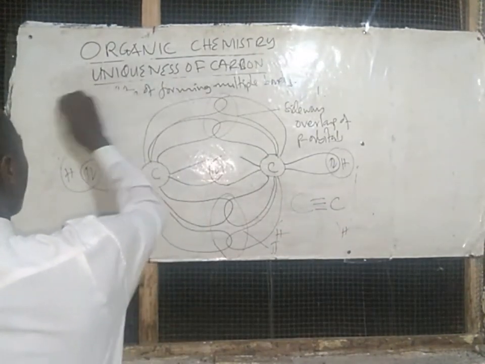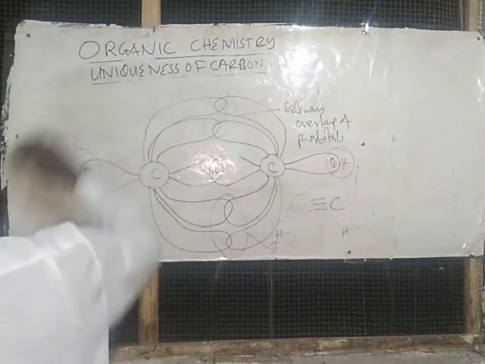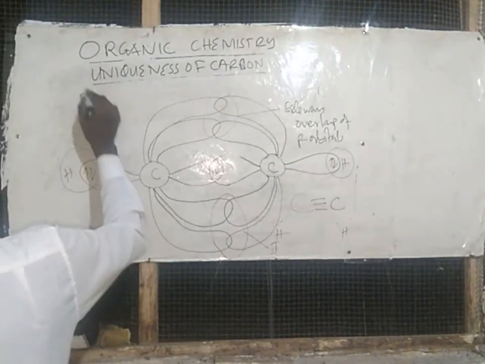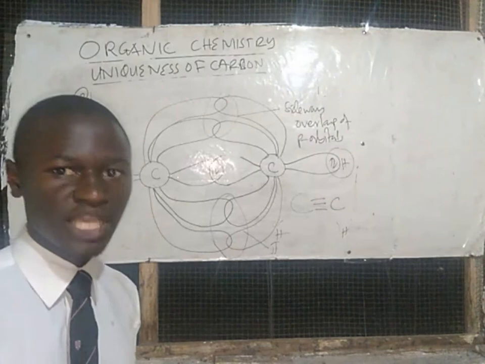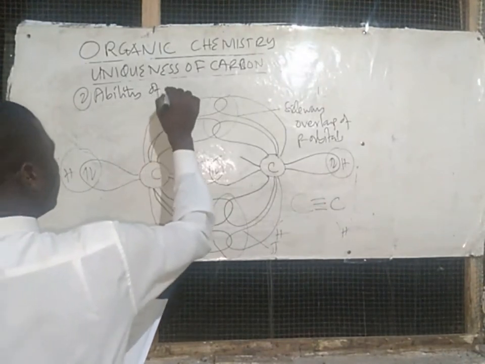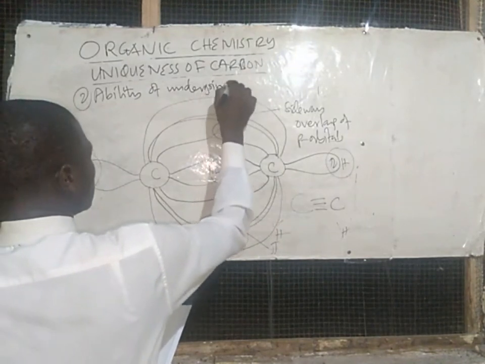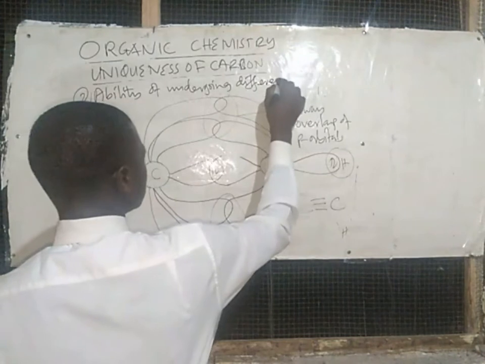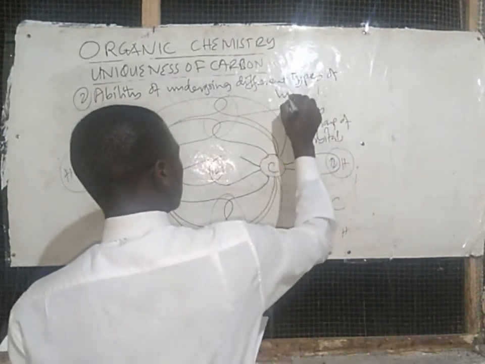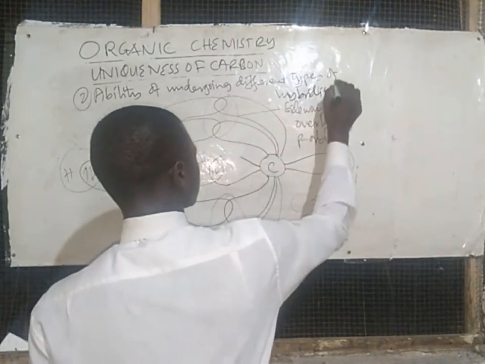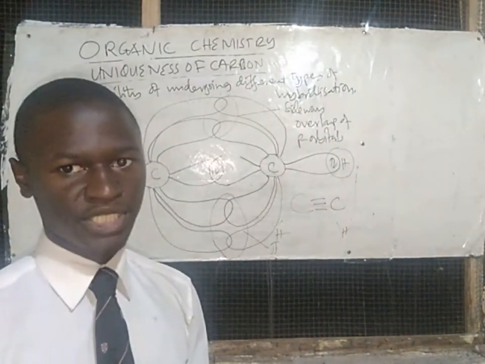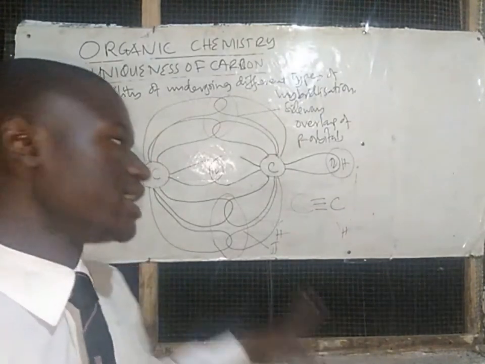Now we are moving to the second property. My explanation is still the same, we'll just have a few additions. The second property is the ability to undergo different types of hybridization. Now, carbon has the ability to undergo many types of hybridization. And why this happens, we shall see later in my explanation.